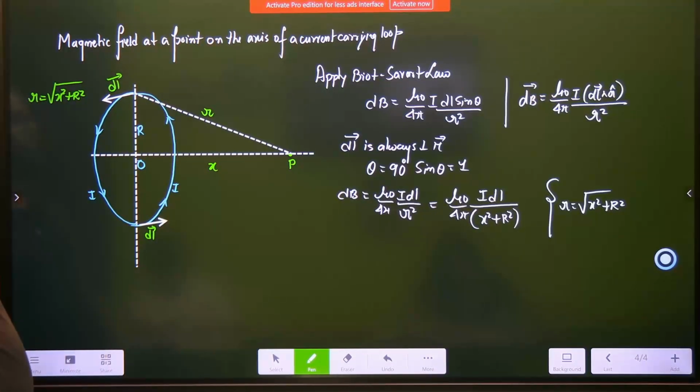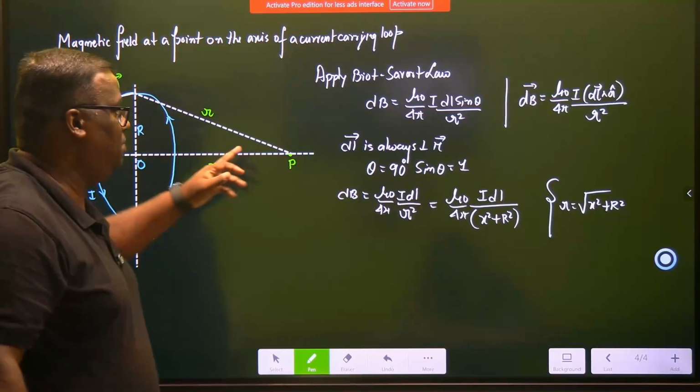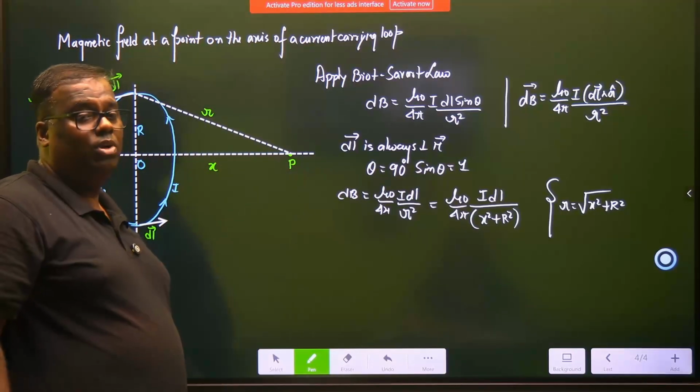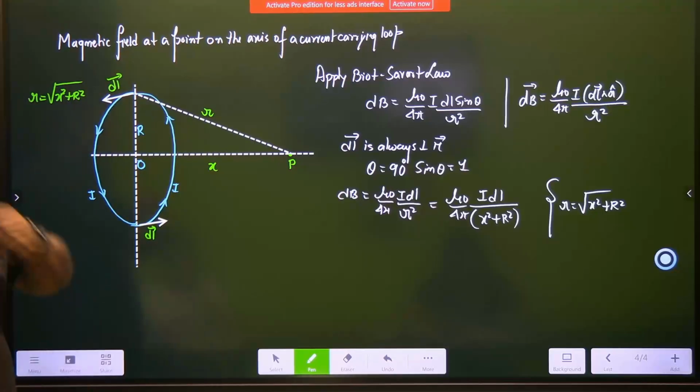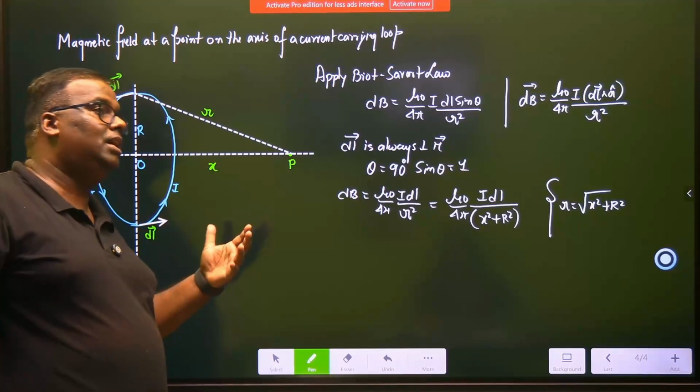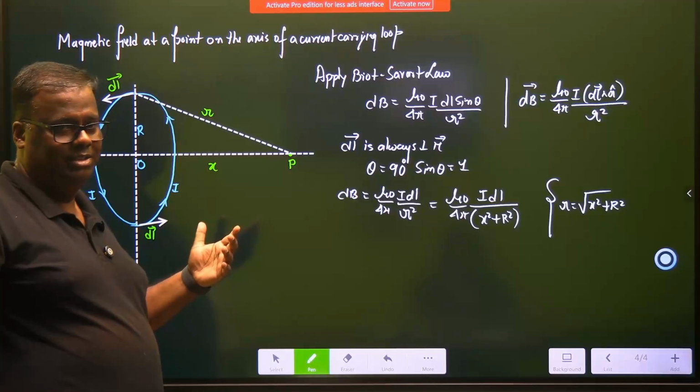Now this is an interesting thing. You have found that there is a magnetic field at P. Now what is the direction of the magnetic field? The direction of the magnetic field is perpendicular to the plane containing dL and r.